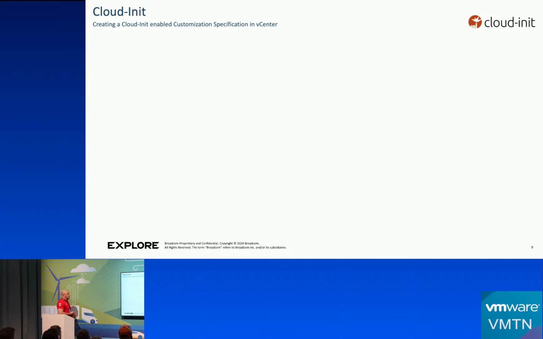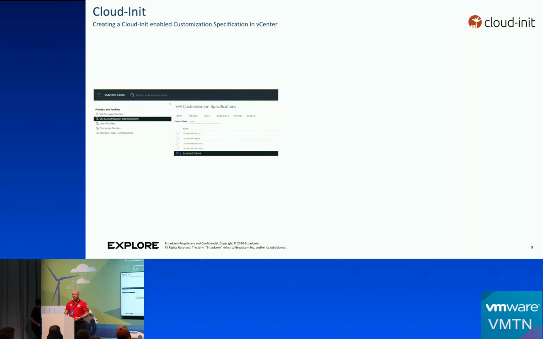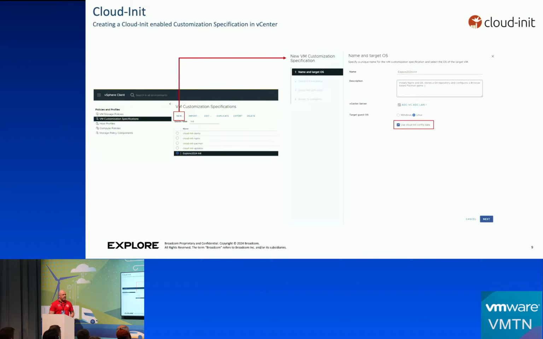So what are the options to configure a virtual machine with this in vCenter? Since the release of v3.8, we've had the option to provide metadata and user data when customizing a Linux virtual machine using our customization specification. So we start by creating a new customization specification, providing a name and a target OS. Selecting Linux gives us the option to provide the cloud config data.